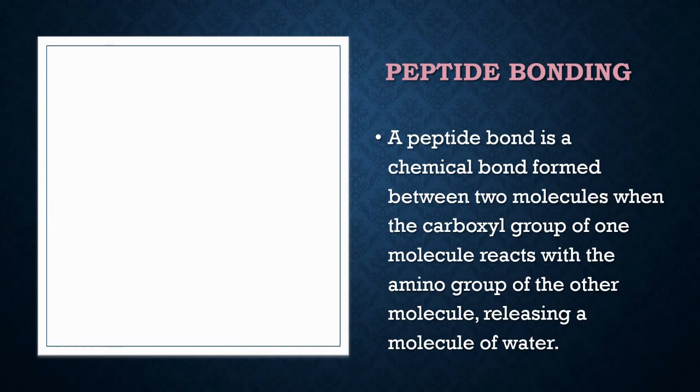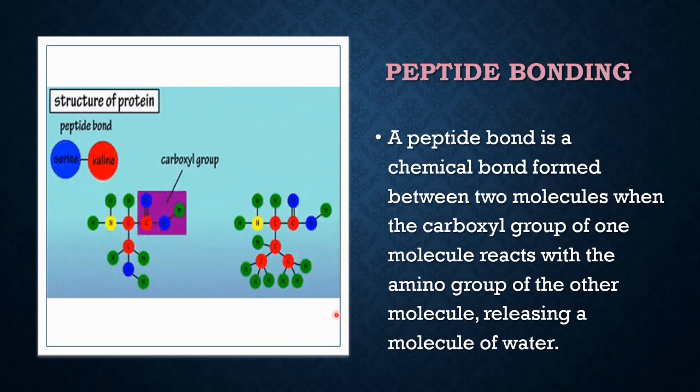We have seen that amino acids are linked via peptide bonding. We will see what it is. A peptide bond is a chemical bond formed between two molecules when the carboxyl group of one reacts with the amino group of the other, releasing a molecule of water.